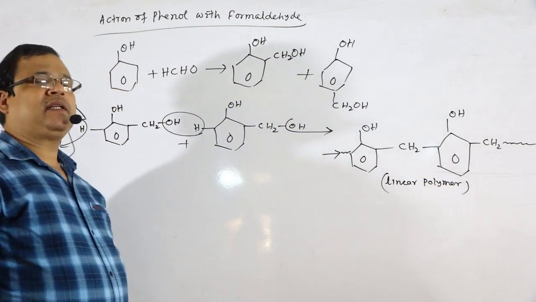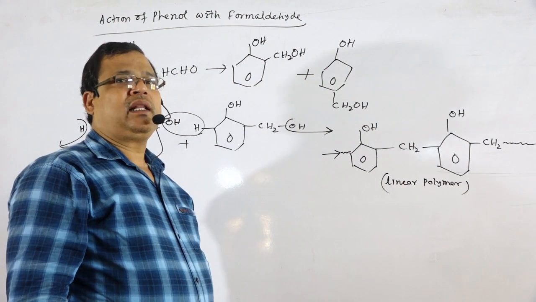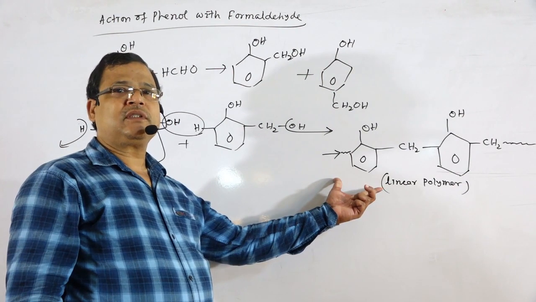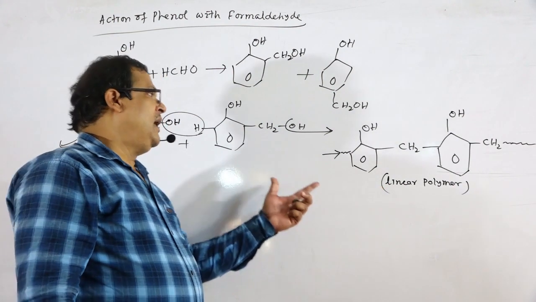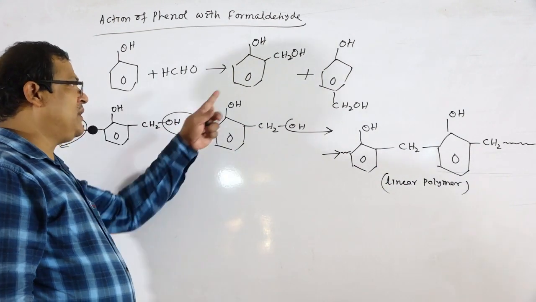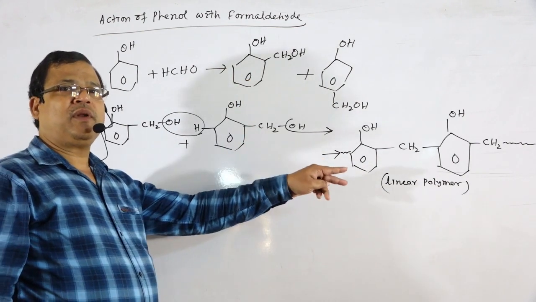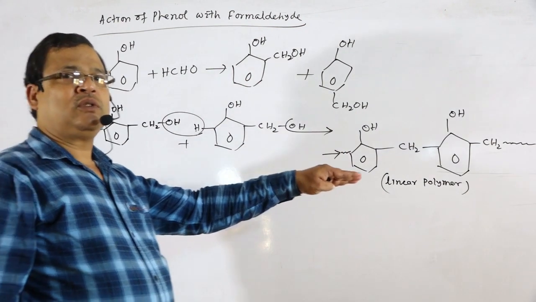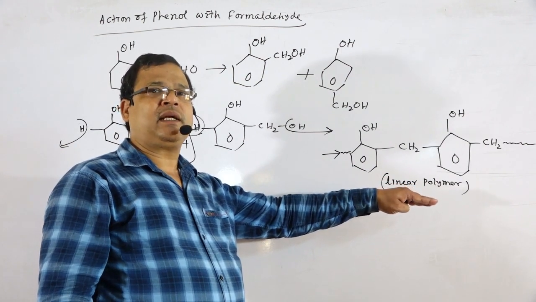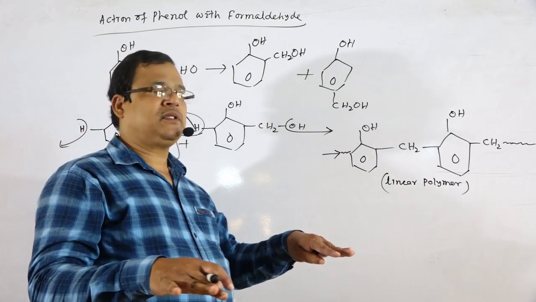This can be used for the preparation of different glue materials, adhesive materials, and also for sunmica and tabletops. This is the linear polymer. Whenever only the ortho product gets polymerized linearly, there is the formation of a linear polymer. This material can be used for adhesive materials and for tabletops, sunmica, etc.